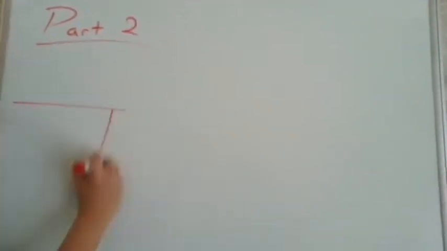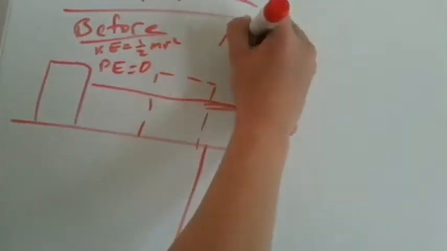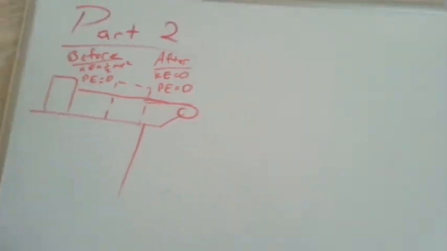Now let's look at the energy diagram for the second stage. The block has an initial kinetic energy, which runs out when it stops. Let's look at the experiment.